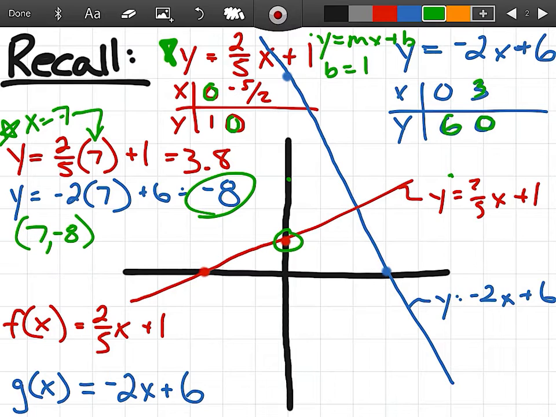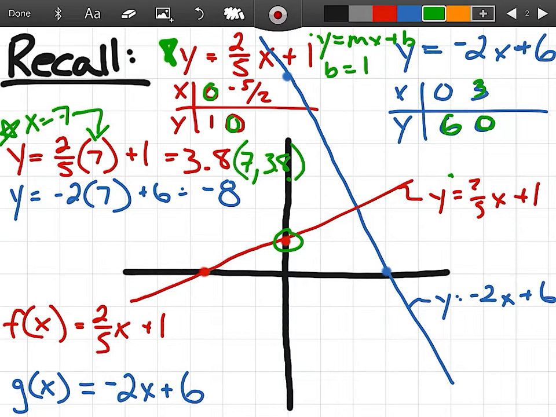No, it wouldn't be -8. Oh, I messed that one up. How did I get that one wrong? 2/5 of 7, 14 fifths. Oh, I'm sorry. Let me back up here. It wouldn't be -8. That's coming off of my blue line. I mixed my lines here. For my red line, if I put in a 7, I would get a 3.8 out. So an x of 7 gives me a y of 3.8.